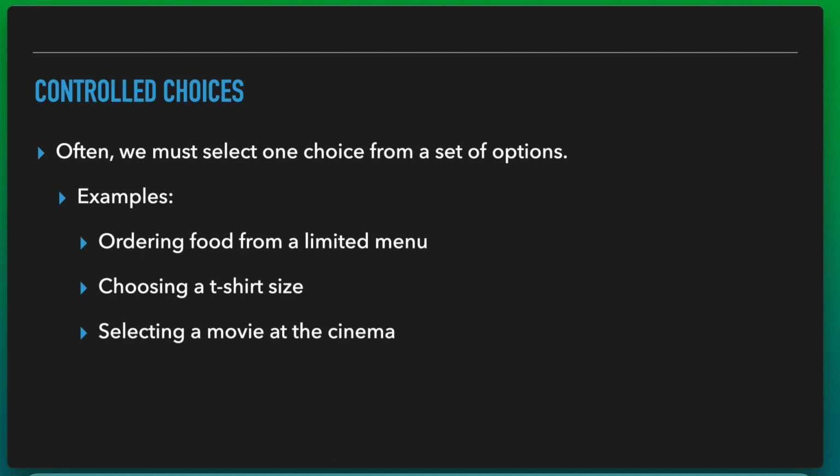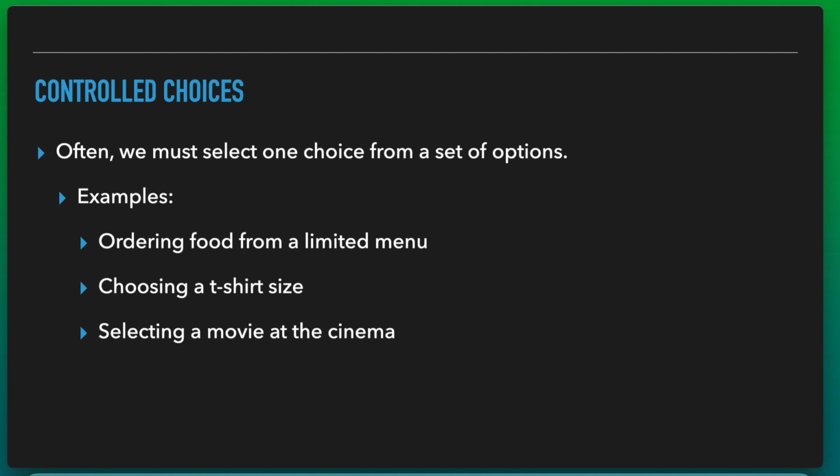Example number 1, let's say we are ordering a picnic and there are just 3 types of sandwiches to choose from: ham, turkey, and vegetarian. Someone would need to choose only one of those 3 controlled choices.